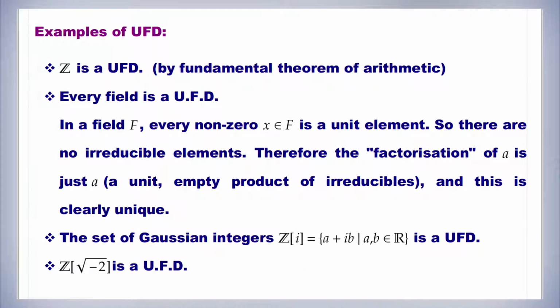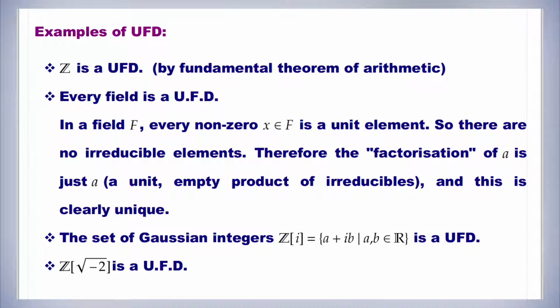Let us see some examples of UFD. Z, or the set of integers, is a UFD by the fundamental theorem of arithmetic. Every field is a UFD, or unique factorization domain. In a field F, every non-zero element belonging to F is a unit. So, there are no irreducible elements. Therefore, the factorization of a is just a, a unit, an empty product of irreducibles, and this is clearly unique.